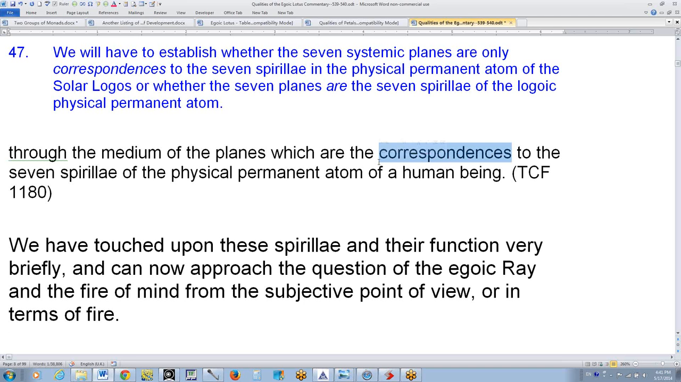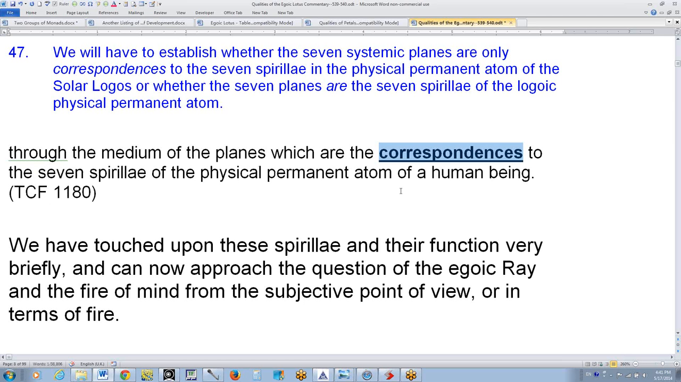So if we have spirilli of a human being and the planes are correspondences to them, they must be, in fact, the 7 spirilli of the physical permanent atom of the solar Logos.